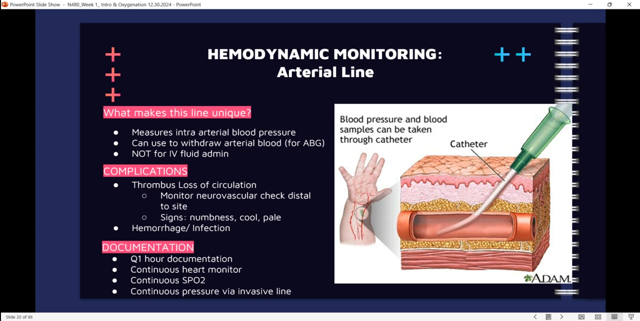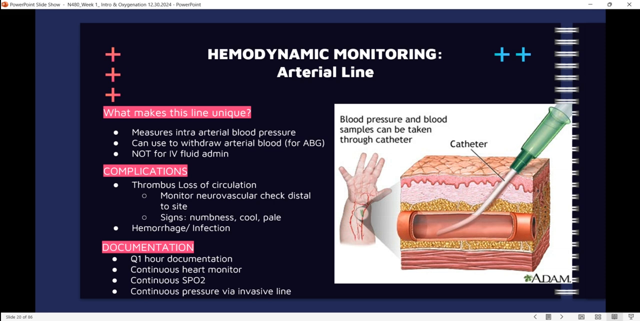Remember, your neurovascular checks are going to be assessing the temperature of that hand, the color, the sensation, and capillary refill of that hand, as well as making sure that the line is not occluded. If our patient's hand becomes cool or pale, or the patient starts to report pain or some paresthesias in that hand, that can be a sign that a clot has occurred and is blocking off blood flow to the rest of that hand. So we want to notify our provider immediately if that occurs.